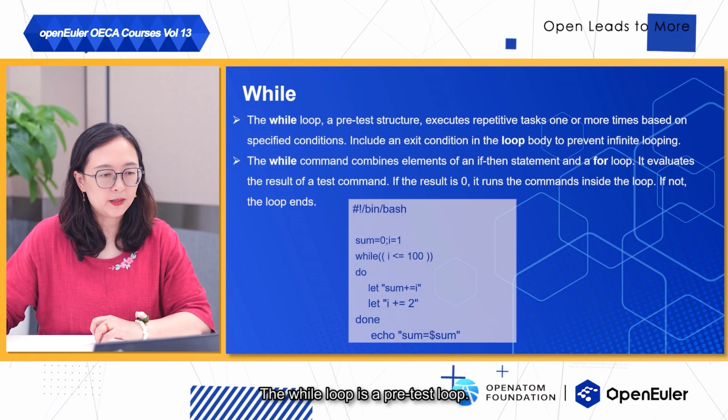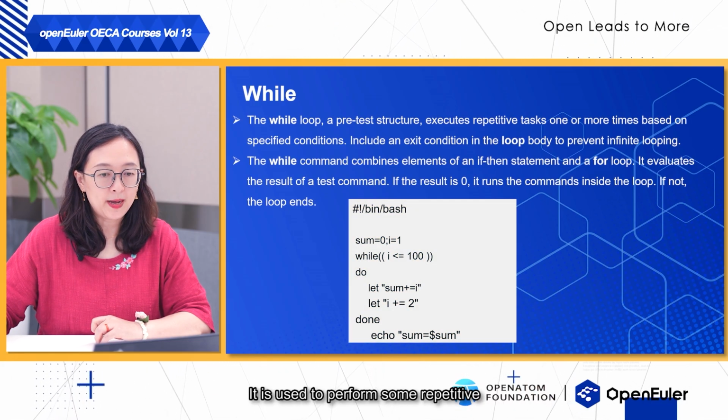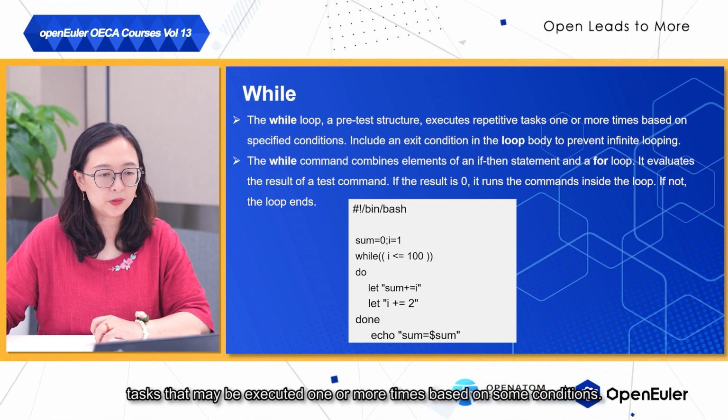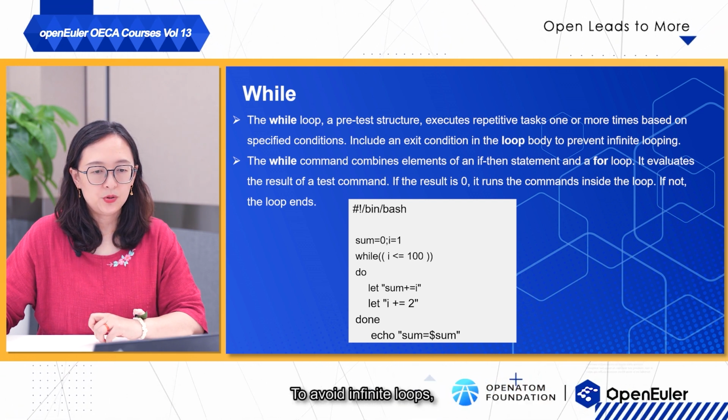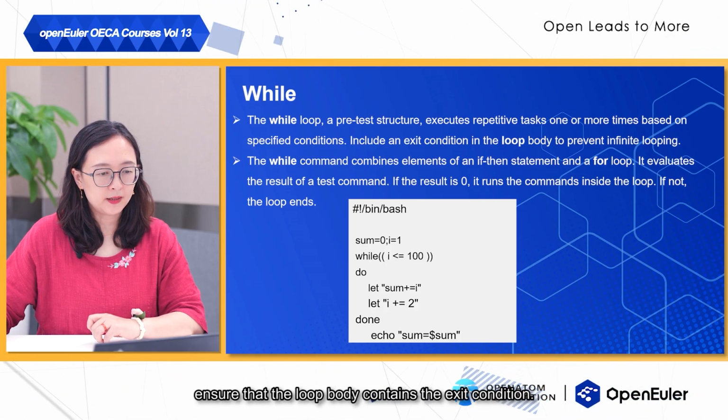The while loop is a pre-test loop. It is used to perform some repetitive tasks that may be executed one or more times based on some conditions. To avoid infinite loops, ensure that the loop body contains the exit condition.